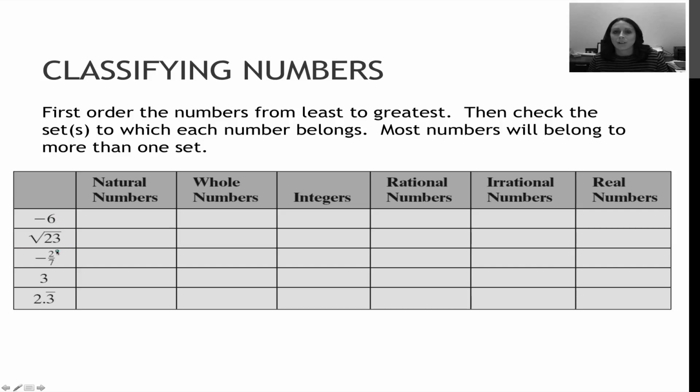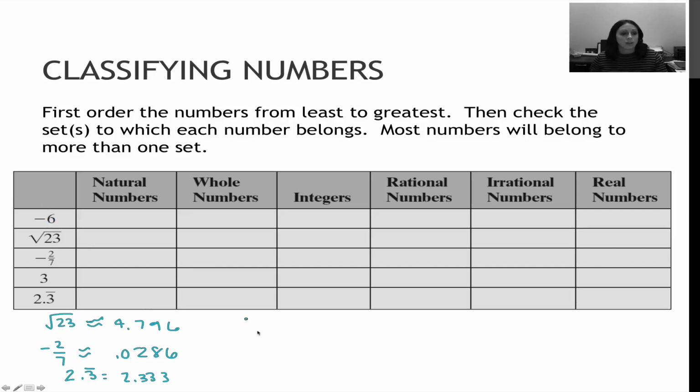Radical 23, I'm going to use my calculator, put the radical sign and then 23, or depending on your calculator, you might put 23 and then hit radical. But you should get radical 23 is approximately equal to 4.796. Negative 2/7, if I plug that into my calculator, is approximately equal to negative 0.0286. I've got 3 and I've got 2.3 repeating, and obviously 2.3 repeating just means 2.333, etc.